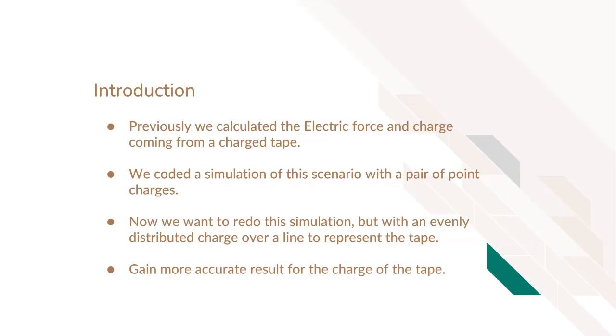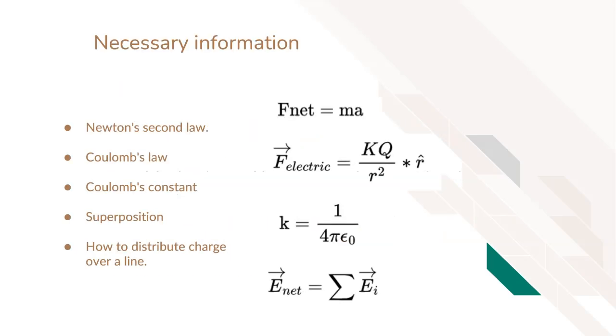So we're going to distribute the total charge over the length of that line. And hopefully this will help us gain a more accurate result for the charge of the tape, because we use the simulation to help calculate the charge of the tape. There is a lot of prerequisite information that you need to know in order to understand this lab. The first being the structure of the lab, especially the original experiment, which was to get a piece of tape to float. And then once we get the pieces of tape to float using another piece of similarly charged tape, we then calculate the charge from that.